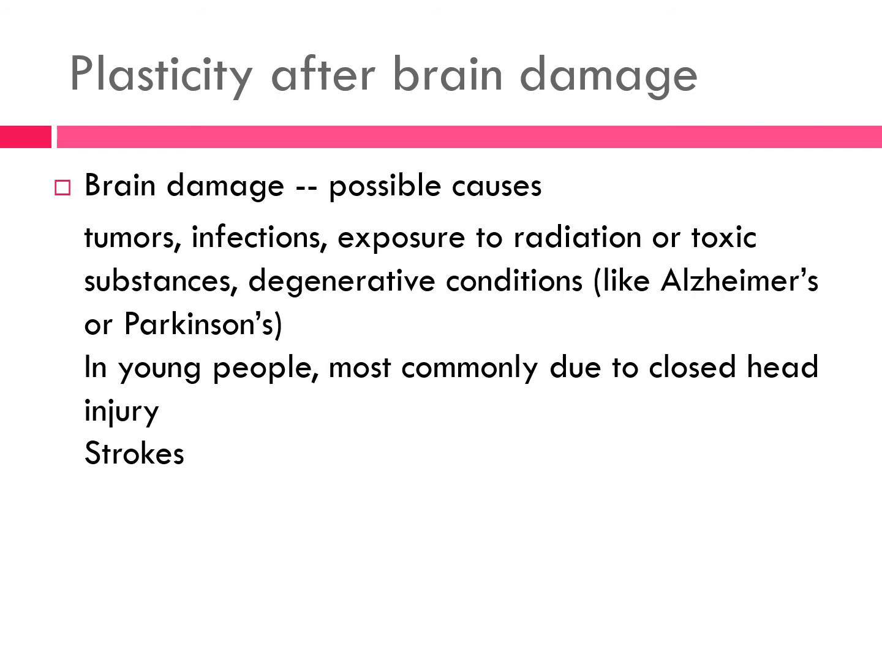The next module of the book is talking about plasticity after some kind of brain damage. Collett very briefly goes through some possible causes of brain damage. This can happen throughout our lives because of things like tumors, infections, some kind of exposure to toxins, drugs, radiation, neurodegenerative conditions that we will talk about.